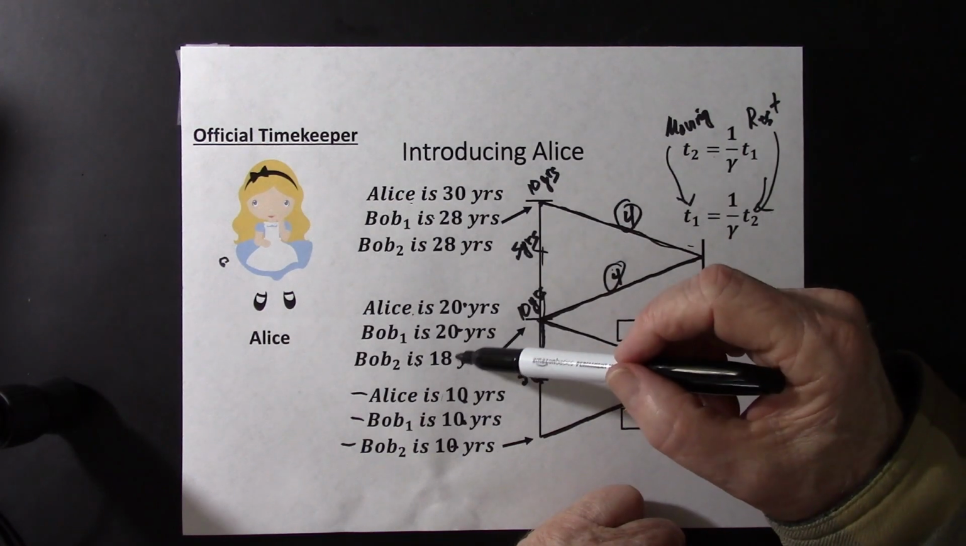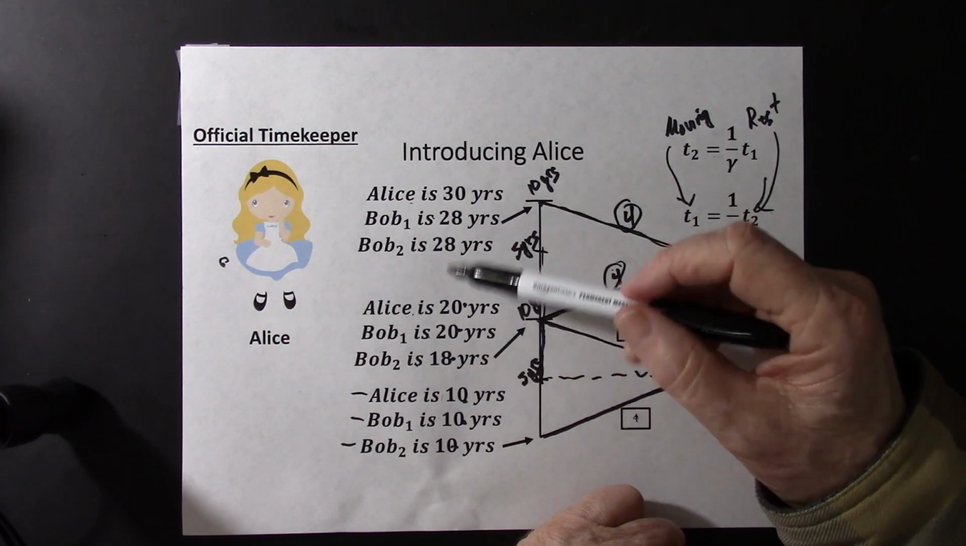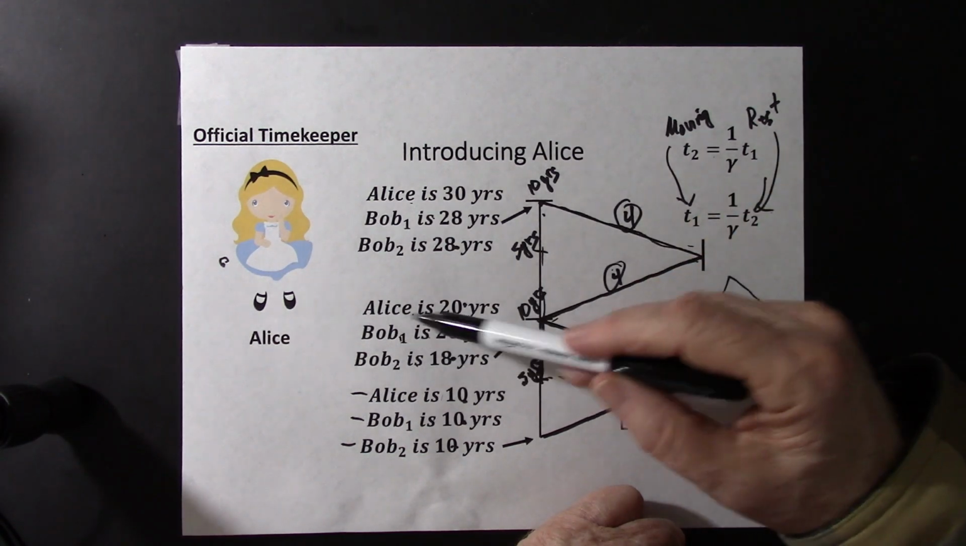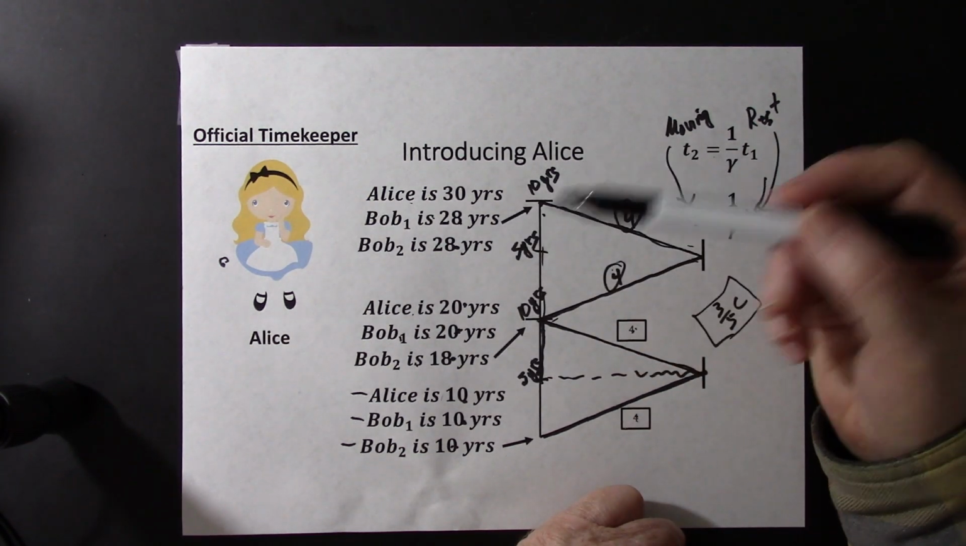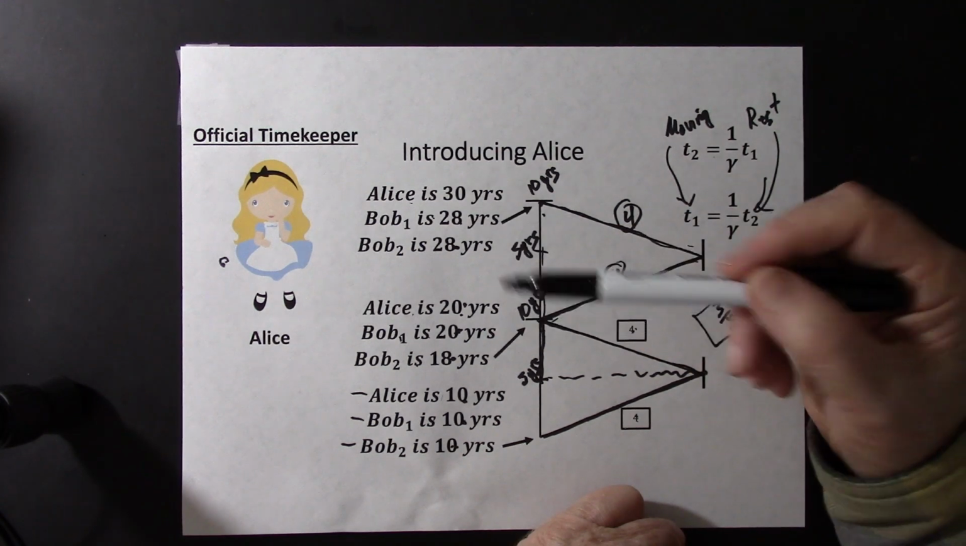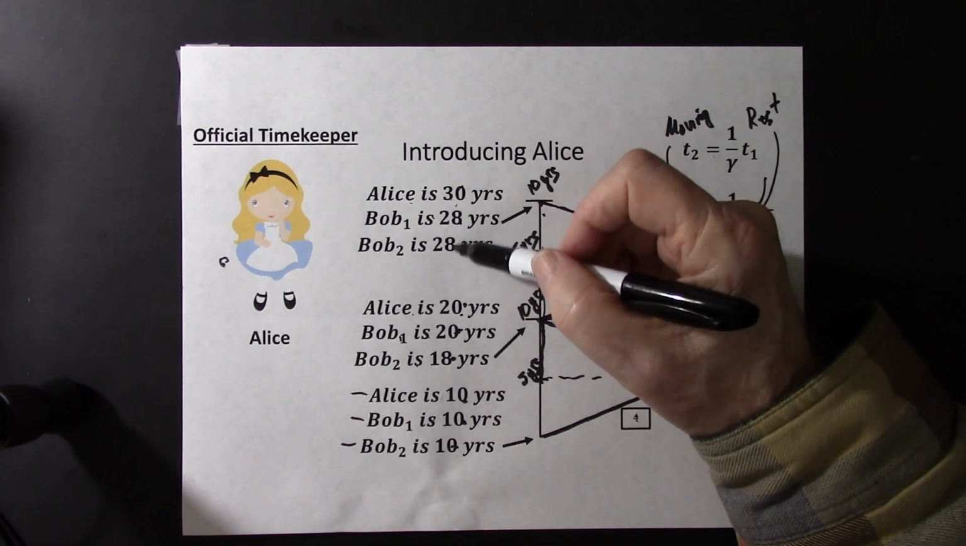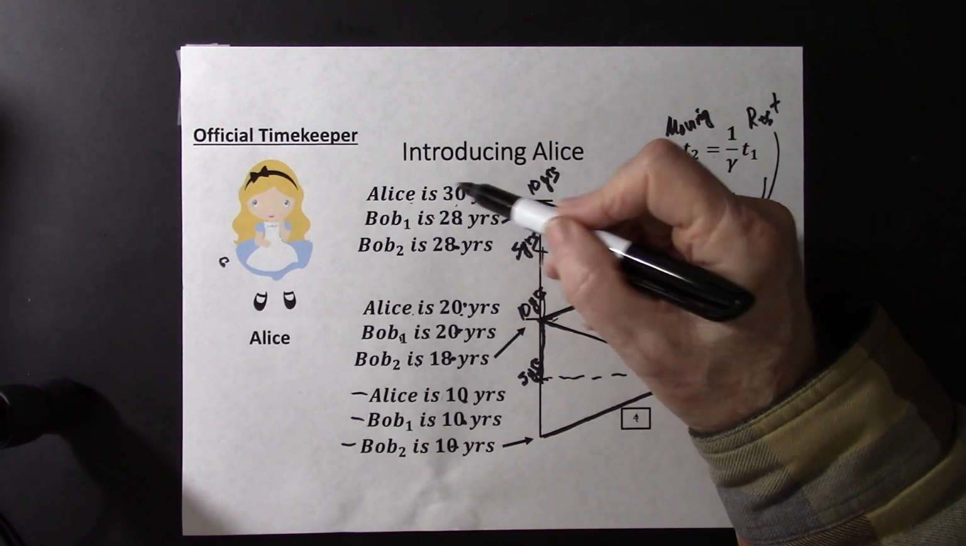So we have to add 10 years to Bob 2's age, and he becomes 28 years old. We have to add 8 years to Bob 1's age. He becomes 28 years old. But we have to add 10 years to Alice's age. She's 2 years older. She's 30. And so the twins are twins again. However, Alice is 2 years older.